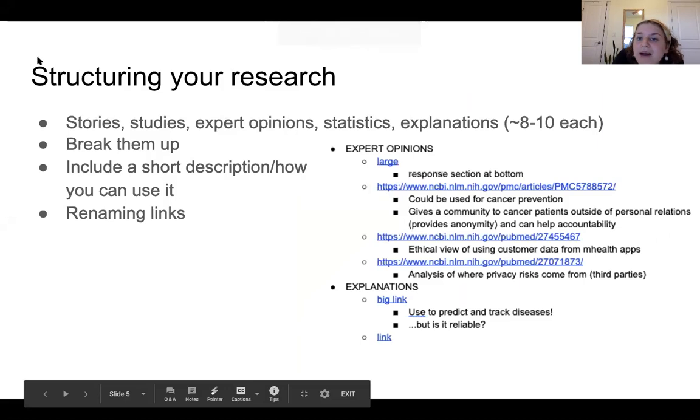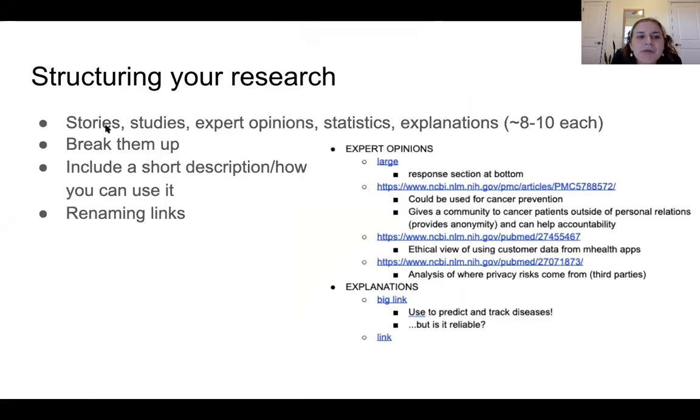Then, how to structure your research. As I was talking about before, there are 5 different types of sources that you're going to look for: stories, studies, expert opinions, statistics, and explanations. Ideally, you're going to want around 8 to 10 of each of these sources. So in the end, you should have 40 to 50 sources, which sounds like a lot. You're not going to use them all, but that's the number that is going to give you the type of understanding that you need.